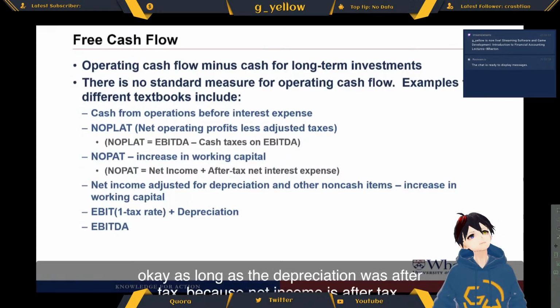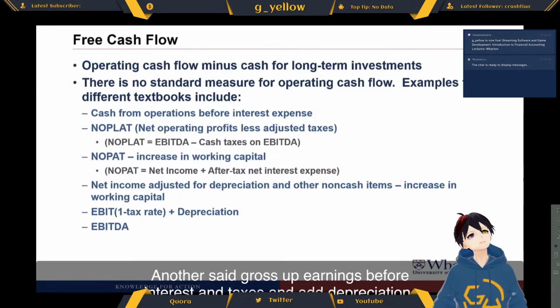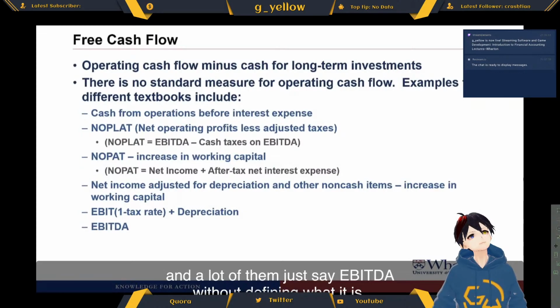Another book called it net income adjusted for depreciation and other non-cash items minus an increase in working capital, which I guess would be okay as long as the depreciation was after tax because net income is after tax. Another said gross up earnings before interest and taxes and add depreciation, and a lot of them just say EBITDA without defining what it is.